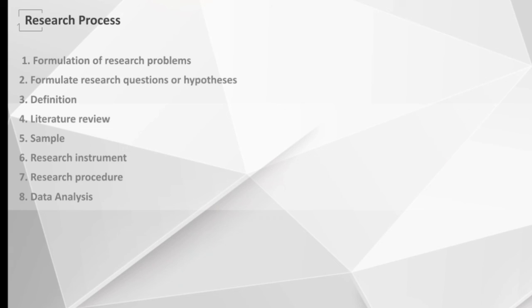The second is formulate research questions or hypotheses. Research problems are generally formulated in the form of questions and sometimes hypotheses. Hypotheses are conjectures, therefore the sentences must be clear, straightforward, and describe the variable to be tested. Third is definition. All terms in the problem, formulation, and hypothesis must be explained clearly. The fourth is literature review.